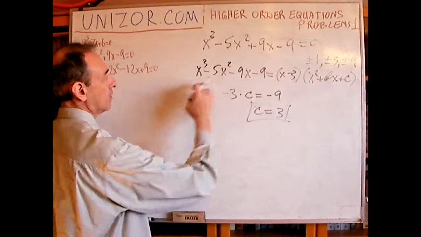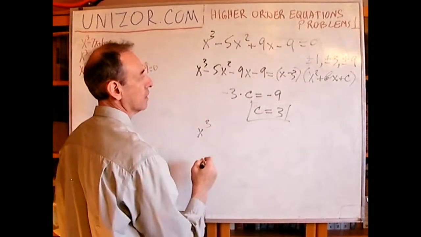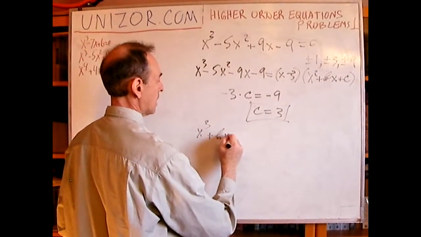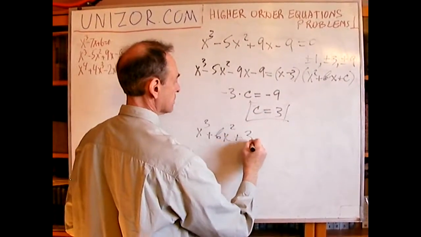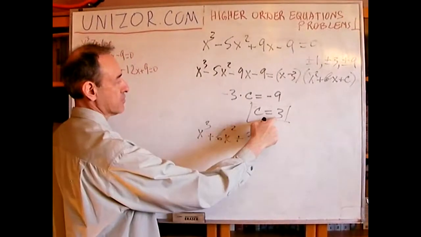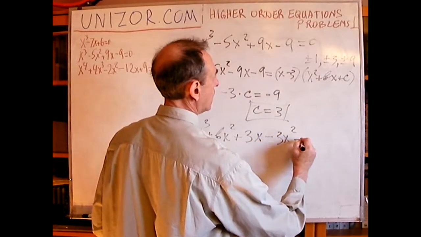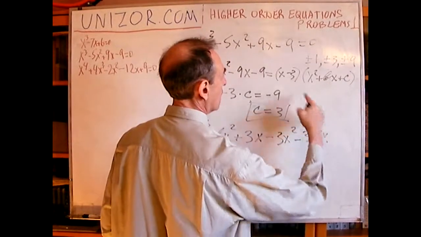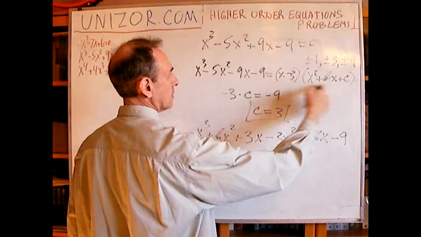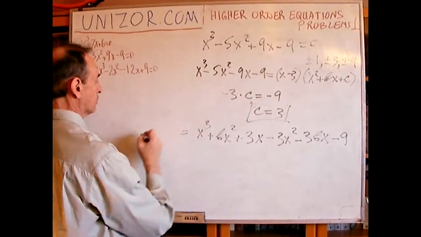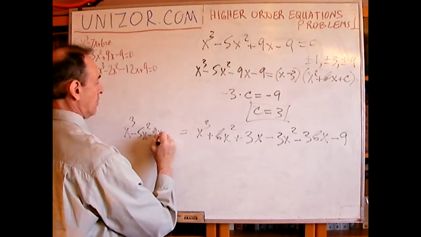Alright? Now let's do the multiplication. X times this would be x cubed plus bx squared plus cx, but x is equal, so it's plus 3x, right? I'm using c is equal to 3 already. Now, minus 3x squared minus 3bx and minus 9. Again, I'm using c as 3. And this is supposed to be equal to x cubed minus 5x squared minus 9x minus 9.